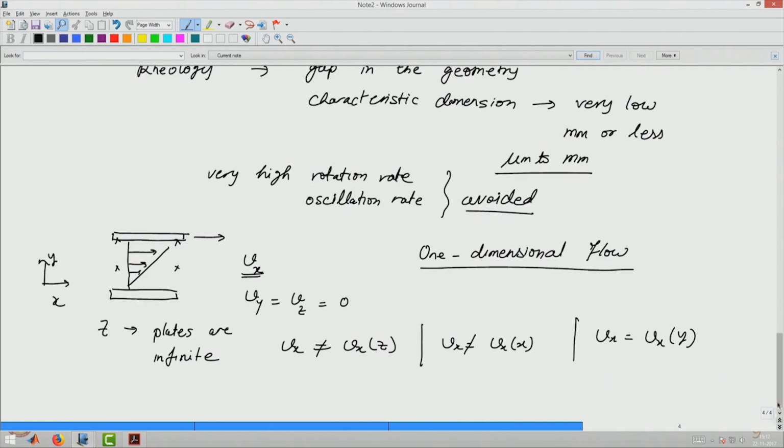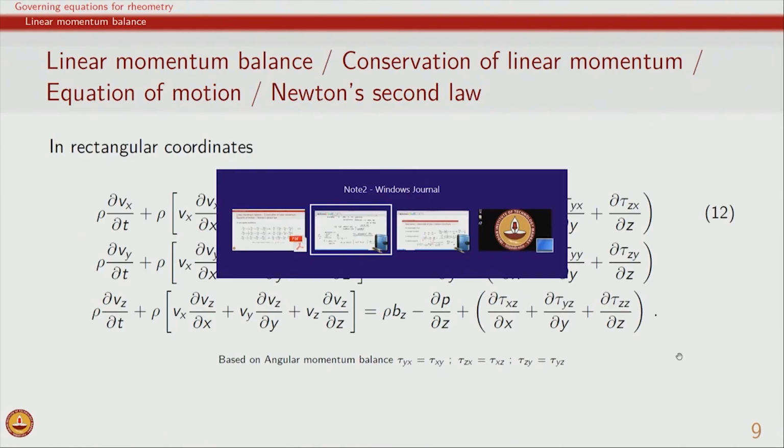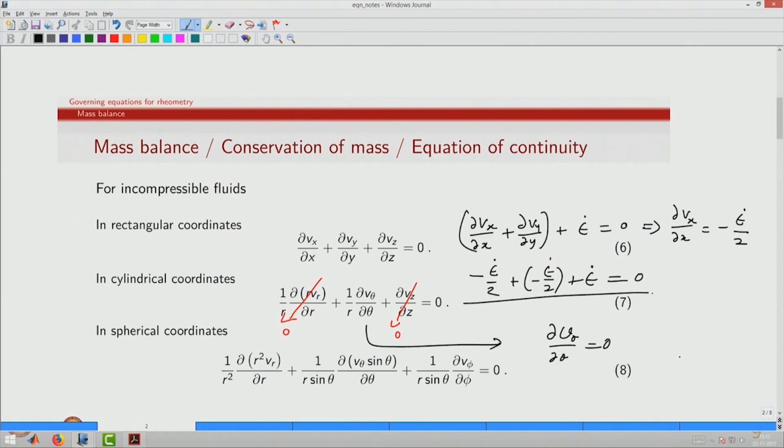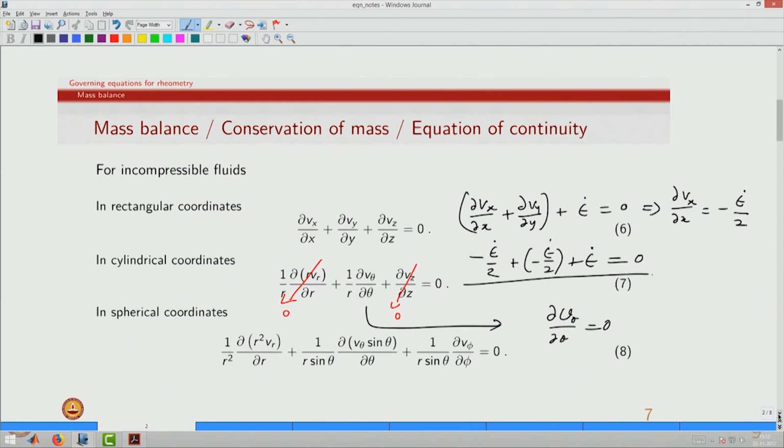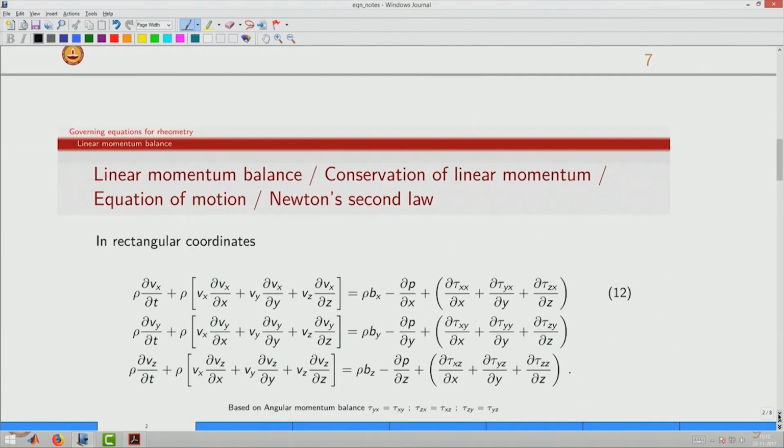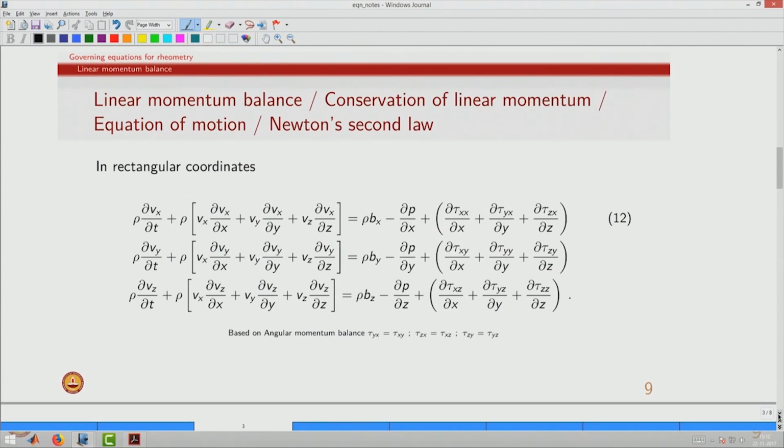So, given this overall rheometric flow situation in which we have a one dimensional flow and velocity is only there in the x direction and it is only a function of y, we can now try to see what is the consequence in terms of linear momentum balance. So, let us look at the overall linear momentum balance for this case. We can see that since Vy and Vz are 0, we have basically this whole term going to 0, because Vy is 0 and Vz is also 0.